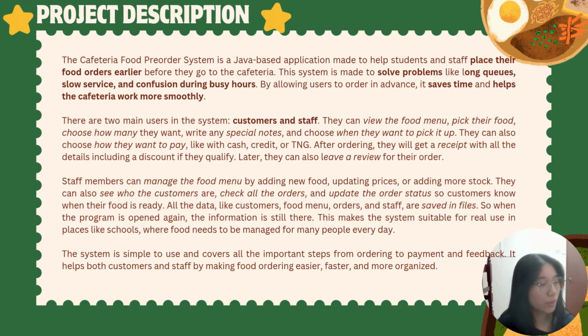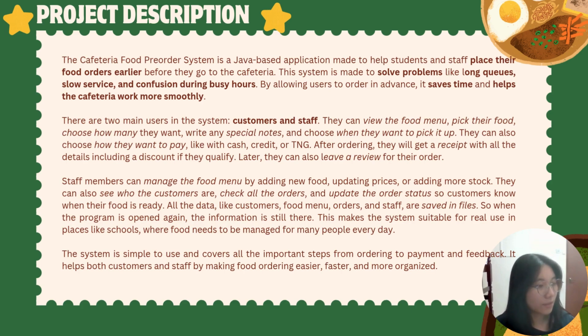In our system, there are two main users, which are the customer and staff. For customers, they can view the food menu, pick their food, choose how much quantity they want, leave any special notes, and also specify the time they want to pick up their food. They can also choose a different type of payment method, for example, cash, credit, or Touch 'n Go. After placing an order, they will receive a receipt with all the details, including a discount if they are qualified. And lastly, they can also leave a review for each of their orders.